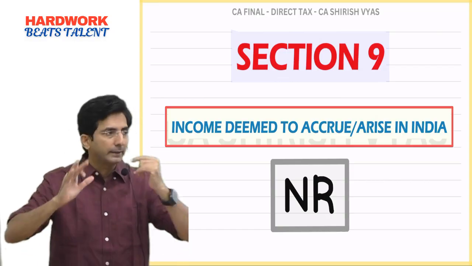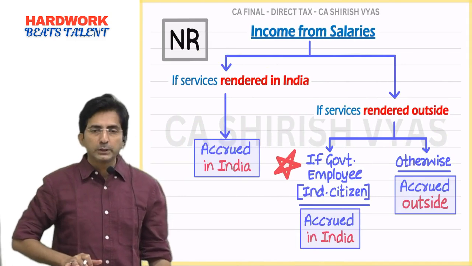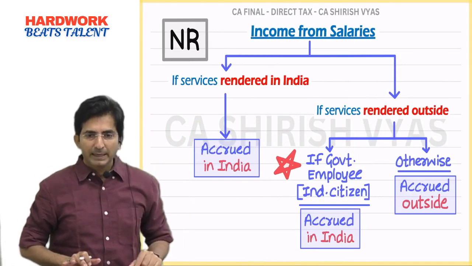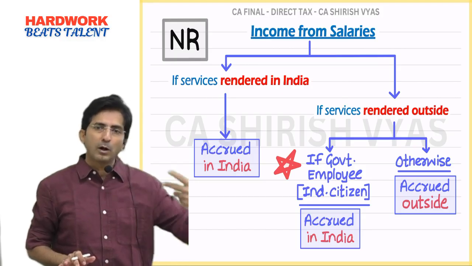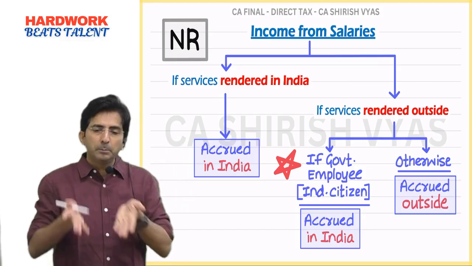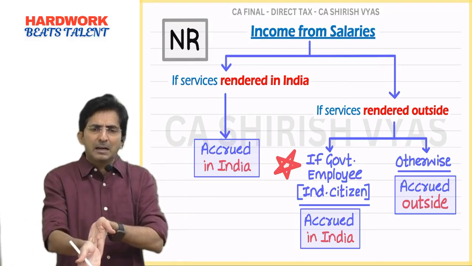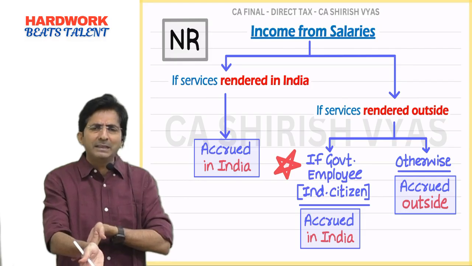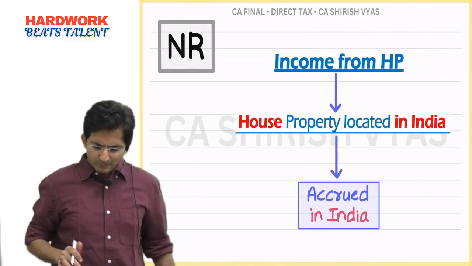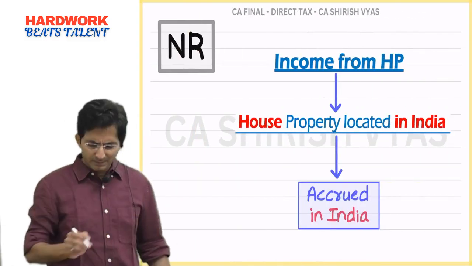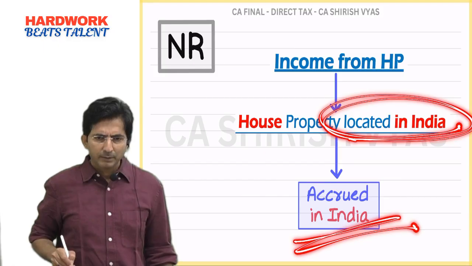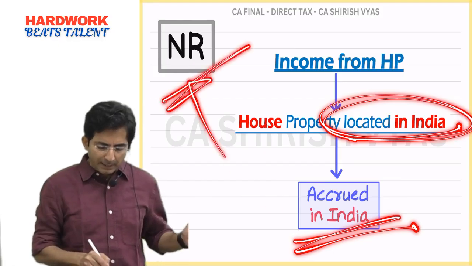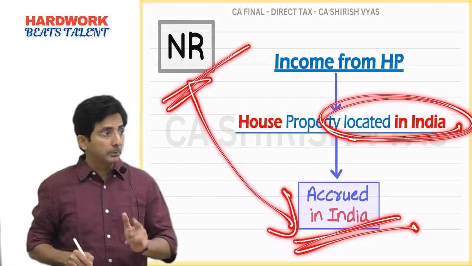Location of the house matters. So tell me, if my house is in New Zealand and I am getting the rent, so New Zealand house-based income is accrued outside India. If my house is in Bihar, Hyderabad, Tamil Nadu, then accrued in India. So house property is simple, it's done. If house property is located in India, then accrued in India. And accrued in India means for NR it will become taxable. Okay.